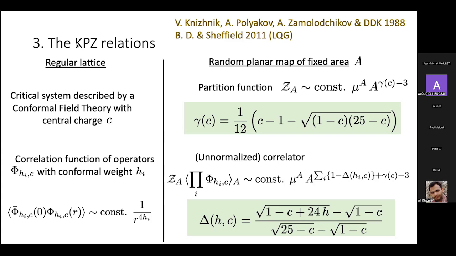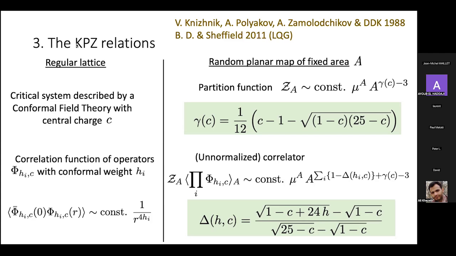And the second prediction is when you look at correlation functions of operators. People call them operators, but actually they are just insertions of field powers, say. They have nothing to do with operators in algebra. And so there are fields. They are labeled by two things: the conformal weight h_i for the field phi_i, and the central charge. If they have conformal weight h_i, then it means that the correlation function of the two fields at a distance r is going to decay like 1 over r to the 4h_i. Okay? So this is what you have in the non-random setting.